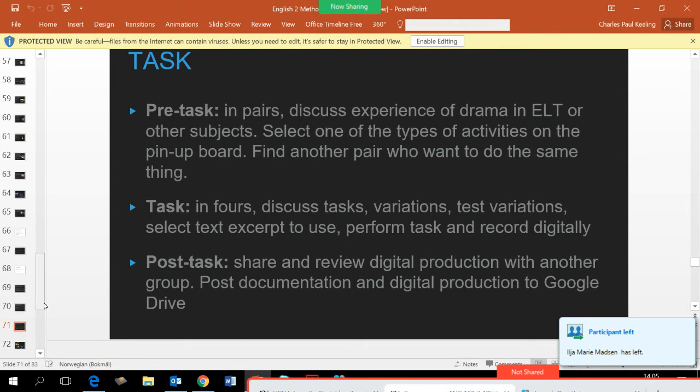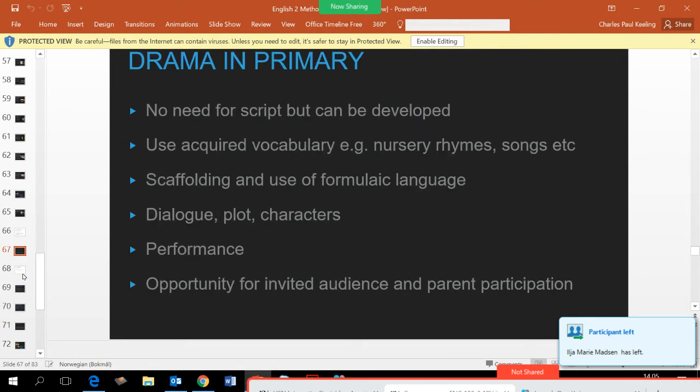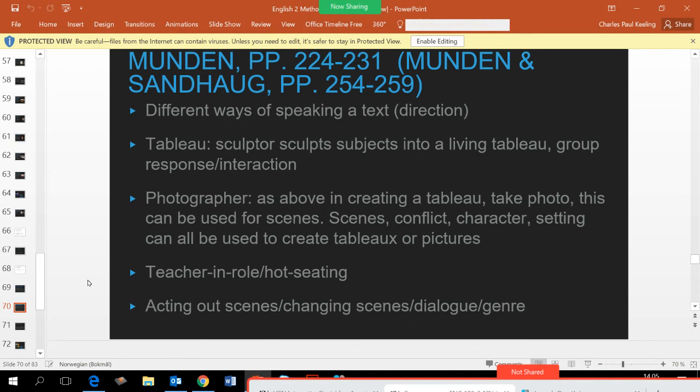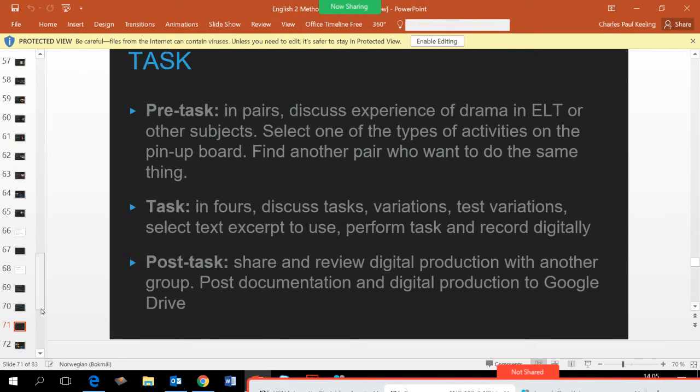Where are we here? Sorry. Yeah, this is the drama section. We looked at some of the bits and ideas around drama. We did it in a TBL.